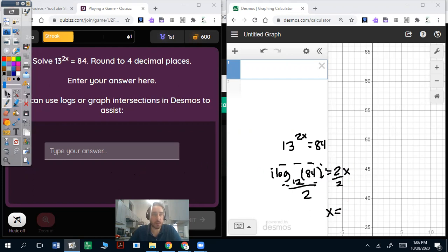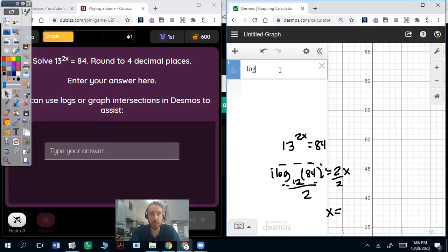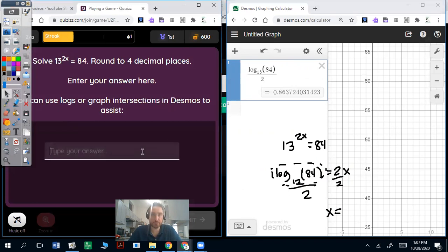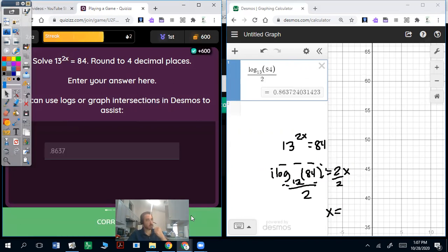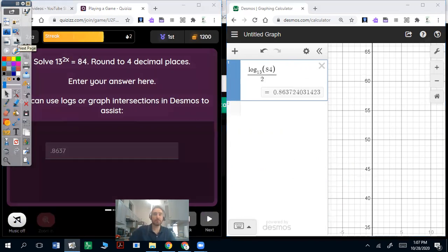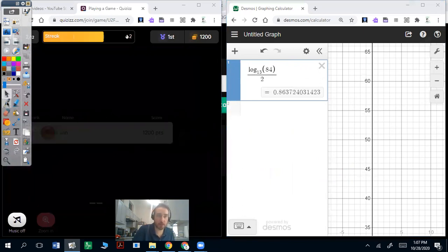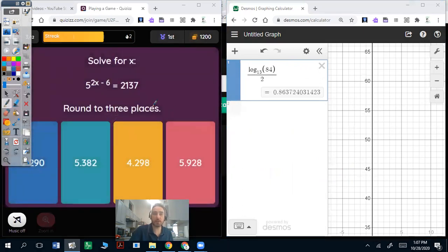So let's do that in the calculator. Log, shift minus, 13, right arrow, parentheses 84, and then just hit divided by 2. You end up getting 0.86372. So we'll say 0.8637, since it says 4 decimal places. Yes. All right, next question. Keep up. Pause it if you can't, and retry some of the questions. Solve for x. All right, we'll do this one as a graph. You don't have to do every one as a log.